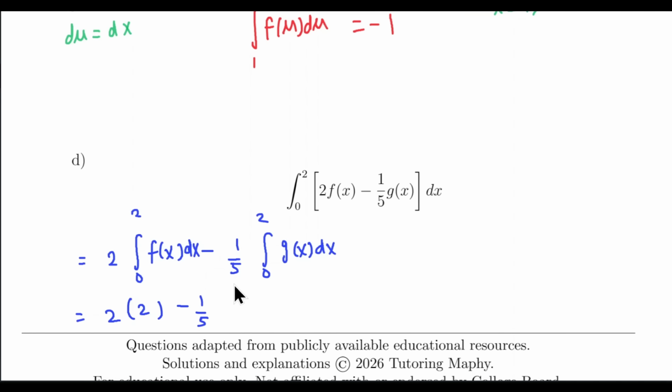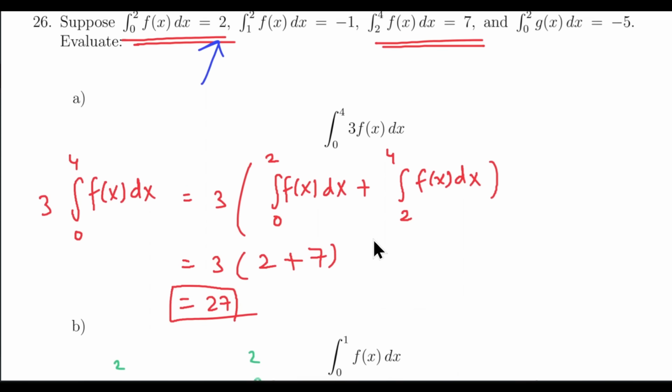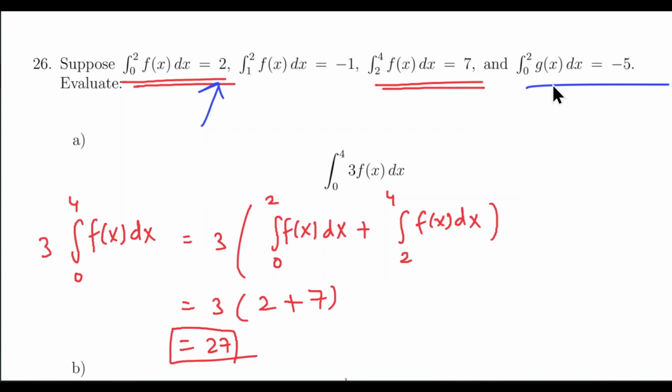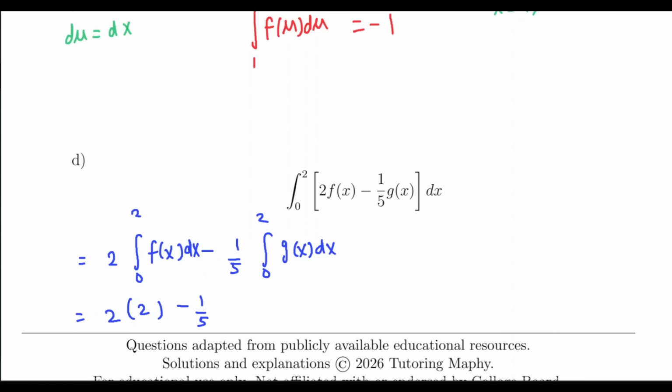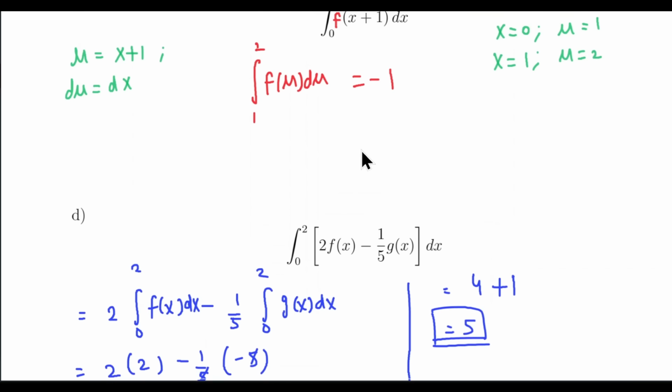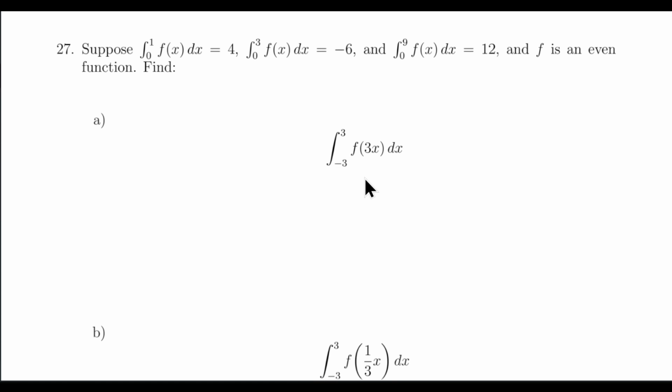Minus 1/5, and I think this number is also given, from 0 to 2 of g, there you go. 0 to 2 of g is negative 5, so I'm going to put negative 5 over here. So this will look like 4 plus 1, if you agree, because 1 over 5 and 5 is gone, and minus of minus 1 is plus 1, and 4 plus 1 is just 5, so that should be our final answer. Okay, pretty good question, time taking, but yes, important.